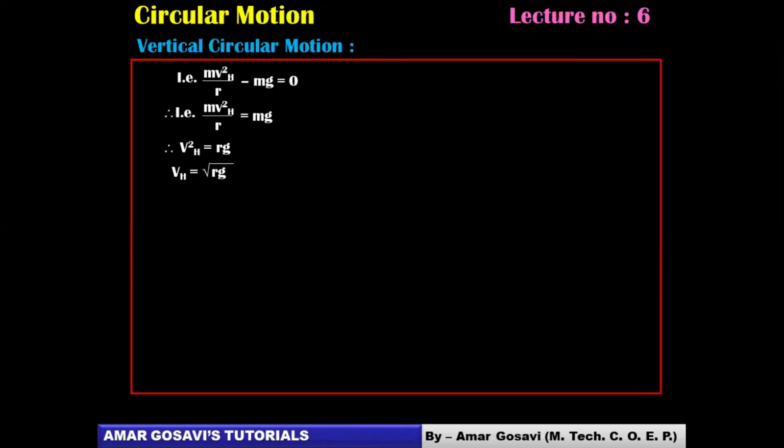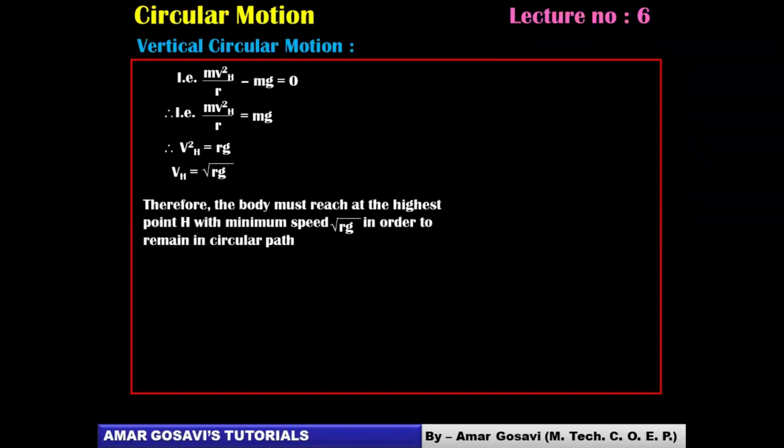So, an important point to be noted. Therefore, the body must reach the highest point h with minimum speed root rg in order to remain in the circular path. Another way of understanding it is, if this speed is not maintained, then the string will slacken and the body won't be able to perform circular motion, vertical circular motion to be more specific. So this is how we have worked out tension and velocity at the highest point.